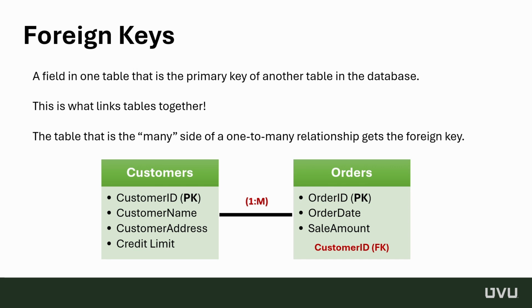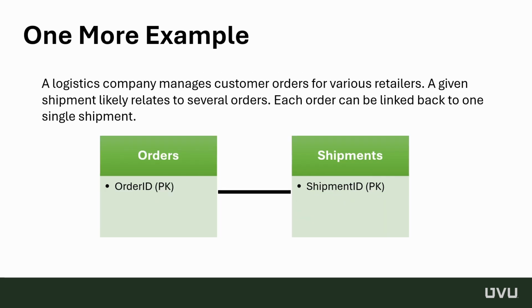Let's do another example. A logistics company manages customer orders for various retailers. A given shipment likely relates to several orders, but each order can be linked back to one single shipment. So what is the relationship here? It's going to be many to one. Many orders can associate with a single shipment. And since the orders class is the many side of this relationship, the orders table will host shipment ID as a foreign key.